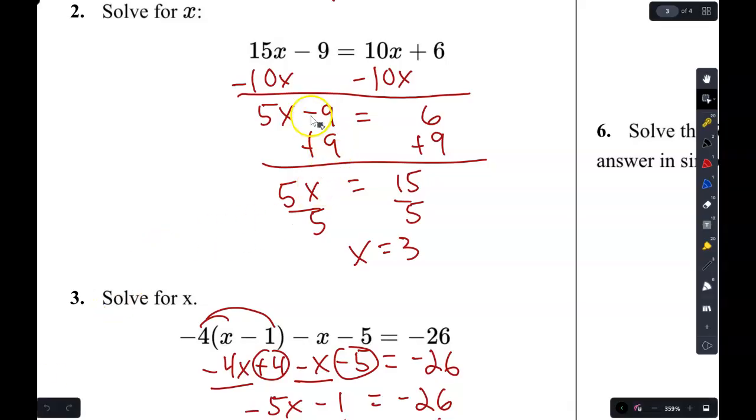Alright, now we're going to do the opposite of subtract 9, moving the numbers to the right now, and add 9 on both sides. 6 plus 9 is 15. Bring down the 5x. Got 5x is equal to 15. Do the opposite of multiplication and divide by 5. 15 divided by 5 is 3.